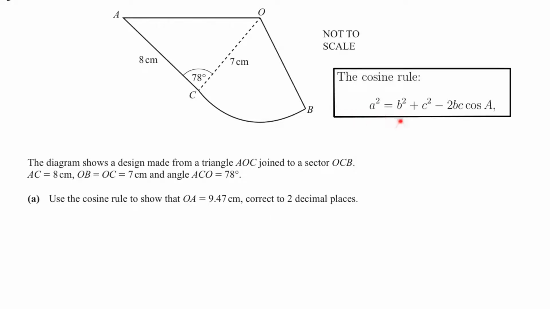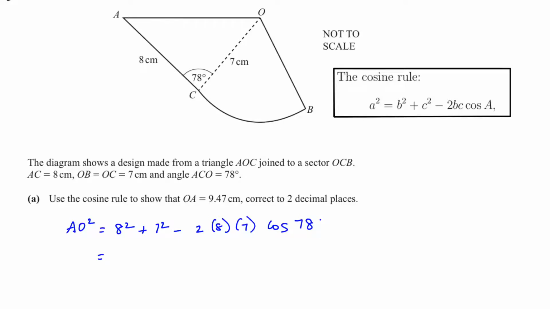We need to know this rule for finding the side. a squared is equal to b squared plus c squared minus 2bc cos A. If you want to find side a, you must have the angle A. So let's just write down what information has been given to us. This is the rule that you use to find a side by cosine rule. The side that you have to find, you should write the angle here. So OA squared is equal to 8 squared plus 7 squared minus 2 times 8 times 7 cos 78.